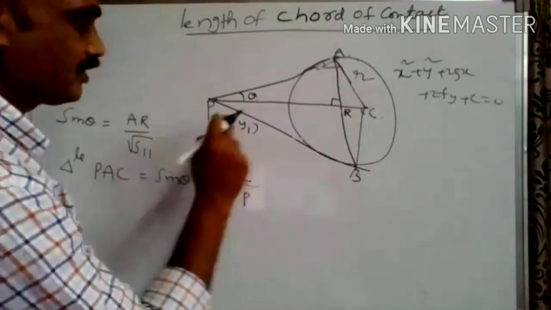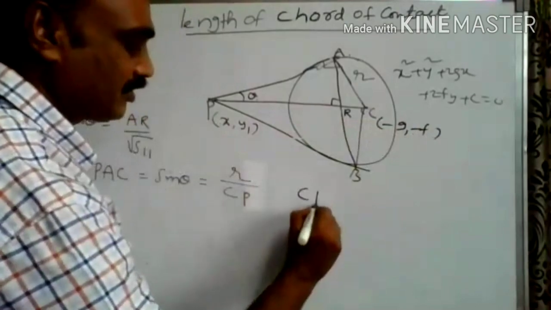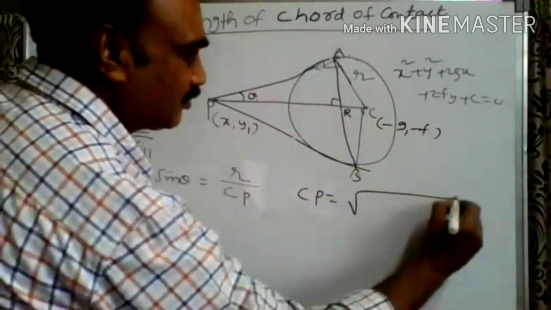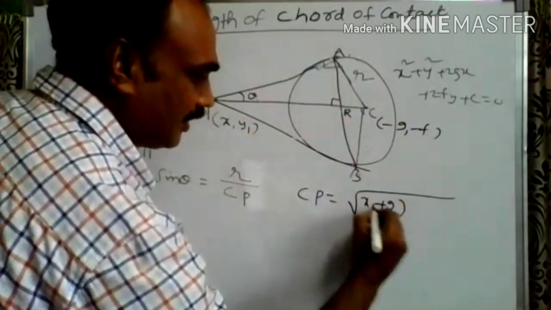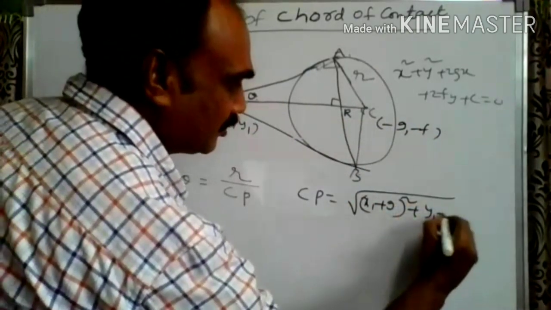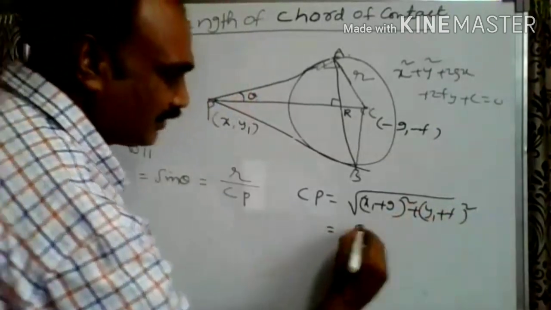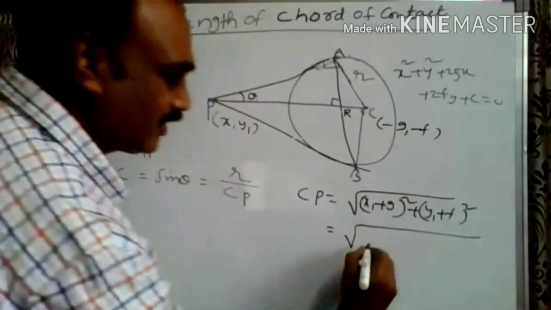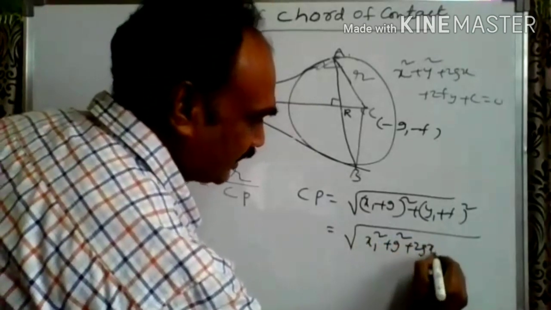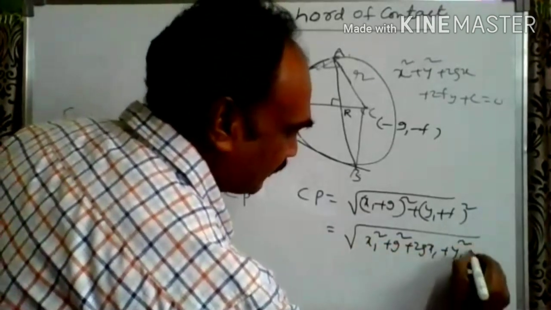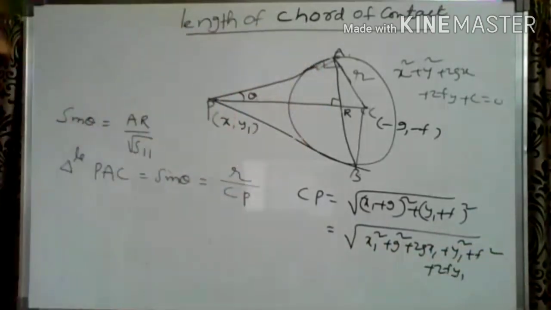So CP is the distance between the center minus g comma minus f and the point x1, y1. CP is equal to root of x1 plus g whole square plus y1 plus f whole square, which is equal to root of x1 square plus g square plus 2gx1 plus y1 square plus f square plus 2fy1.